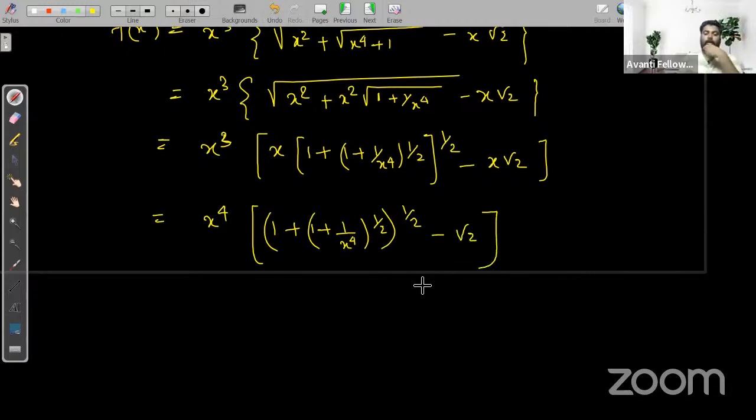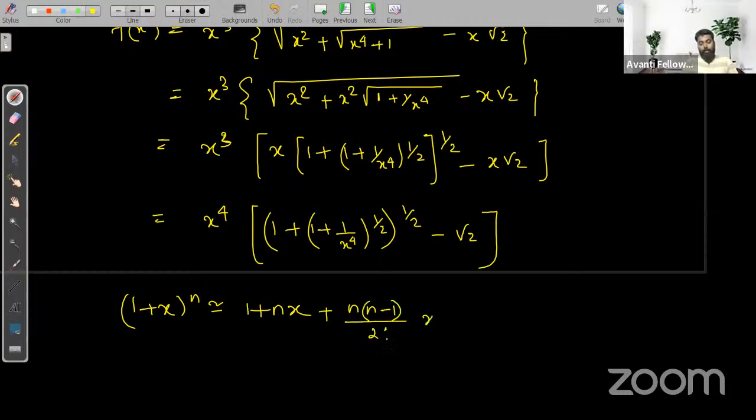Okay. Now if you use the binomial approximation, already all of you know what binomial approximation is. So now, how can we use the binomial approximation to evaluate the limit? That is, 1 plus x to the power n is approximately 1 plus nx. All of you know this or not? Or also 1 plus nx plus n into n minus 1 divided by 2 factorial into x square, like that, right? And so on.